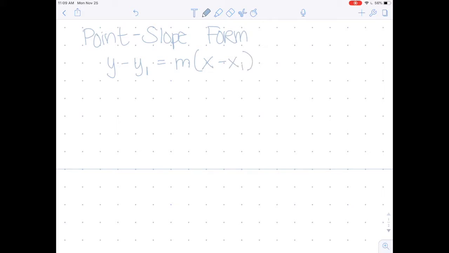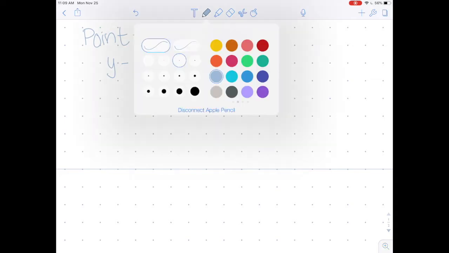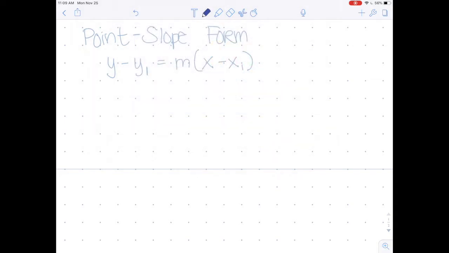So you can use this in 2 different situations. If you know the slope, you can just plug the slope in for m and use 1 point in the y1 and the x1. If they don't give you the slope and they give you 2 points, then you need to find the slope first and then plug in the points. So first, let's just do an example where you're given the slope and a point.